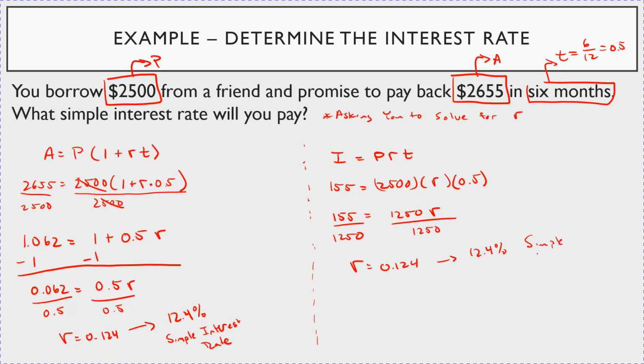All right, now let's talk about compound interest, where either you're getting interest on top of interest, or you're paying interest on top of interest. This is more how things are done in the real world. Simple interest was a good introduction to interest, but now let's talk about compound interest.